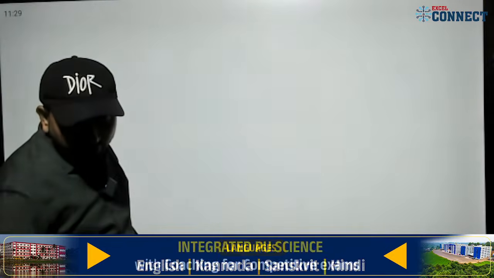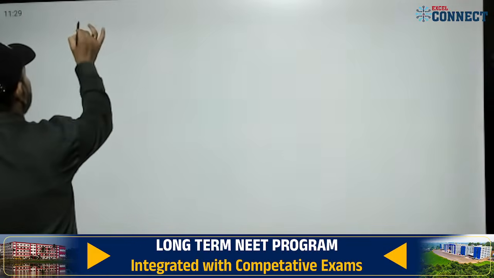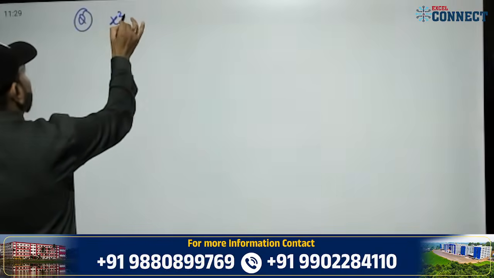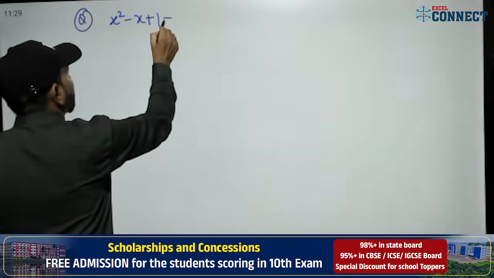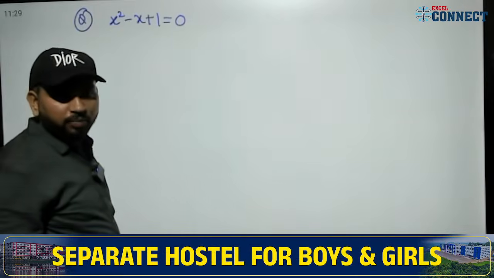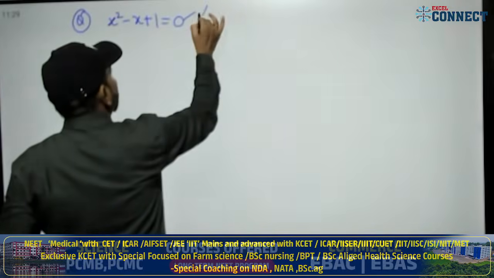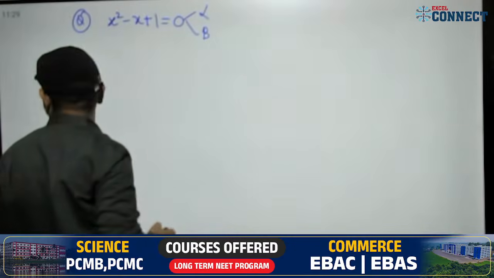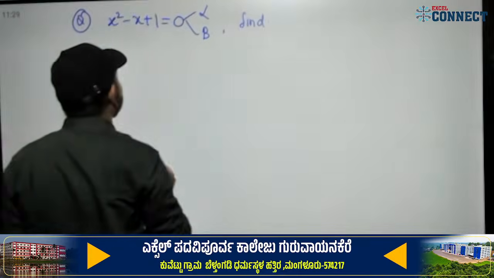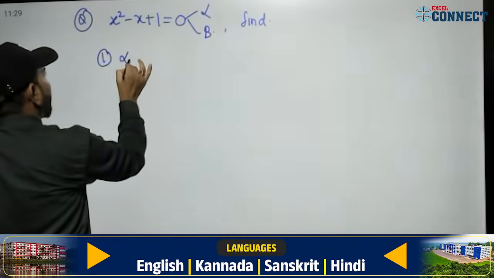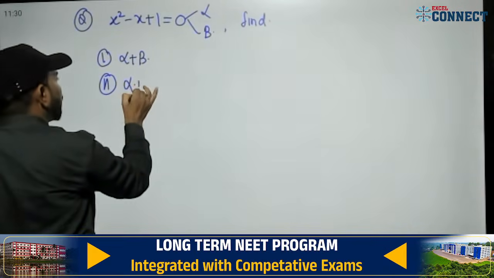So concept, you studied this type of problem. I am just practicing. Let's suppose x square minus x plus 1 is equal to 0, and this has roots alpha and beta. Now find, so many things they are asking. First is alpha plus beta. Second is alpha into beta.